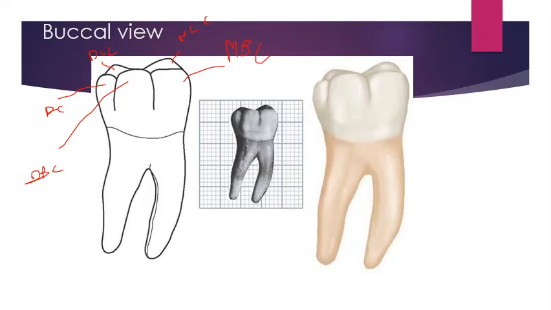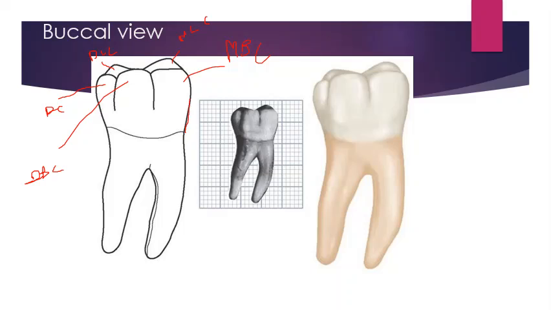The shape of the buccal view is trapezoidal, as it was in almost all of the teeth that we have studied. Now we will study the different outlines. The outline consists of the mesial outline, the distal outline, and the occlusal margin. The mesial outline is concave from the cervical line up to the contact area.